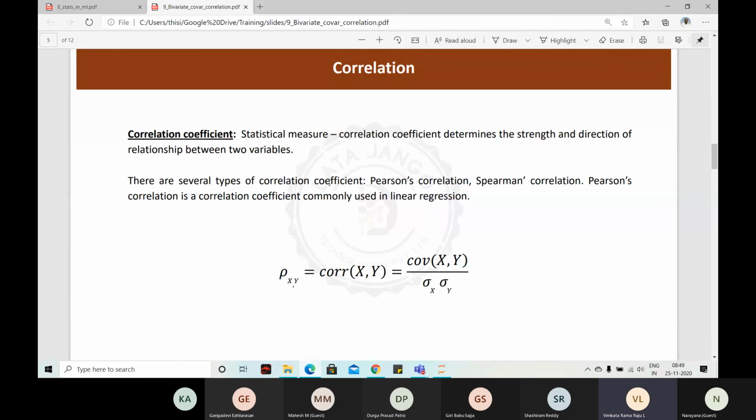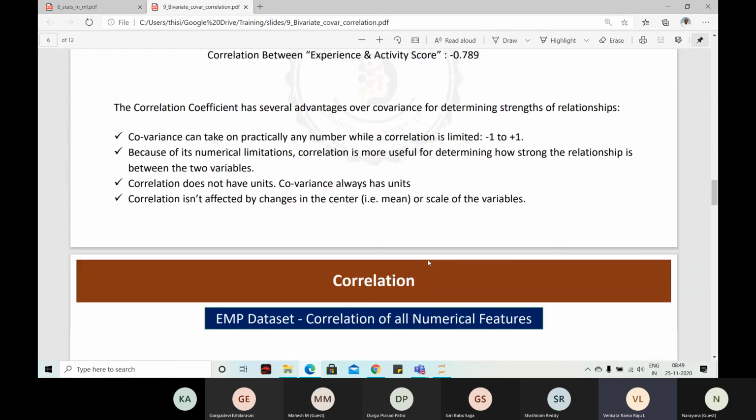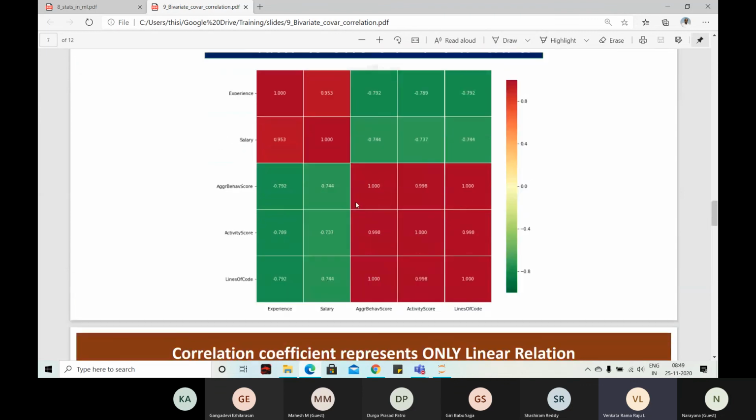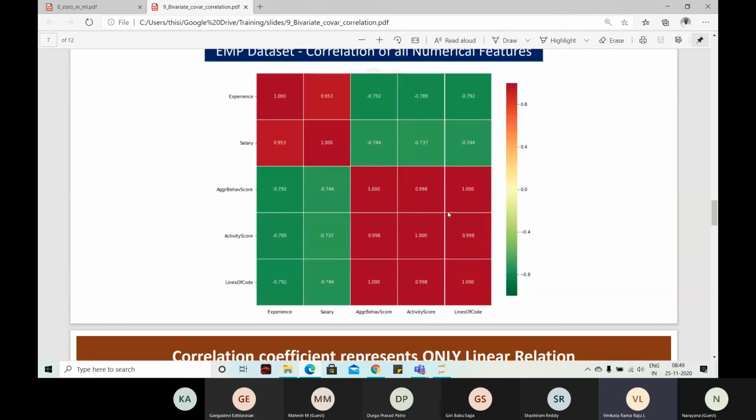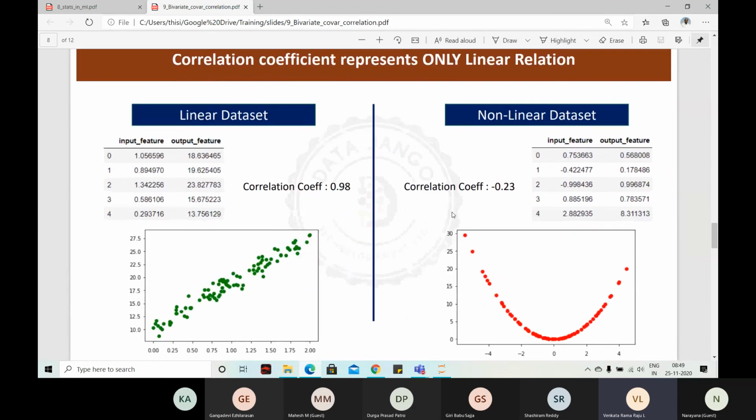So there are several types of correlation coefficients: Pearson correlation and Spearman correlation. This formula is the Pearson correlation formula. And this is the heat map of all the correlation coefficients. Tomorrow I'll start with the same thing. That's where I'm actually going a little faster.